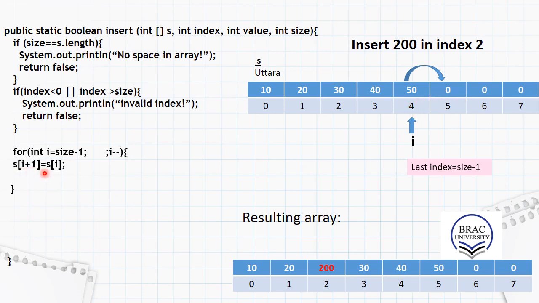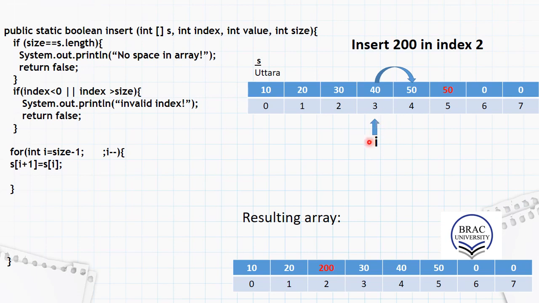So I've written S of i plus 1 is equals to S of i. So this will equate S of 5 is equals to S of 4. So 50 will move into the next space. In the next iteration, i will be decremented by 1, and 40 should move into the next position.